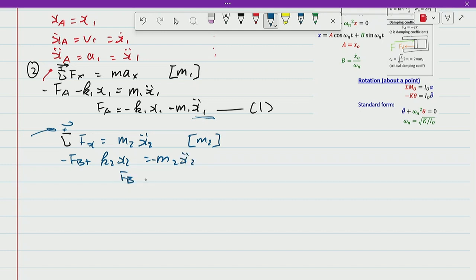That gives us FB is equal to K2x2 plus M2 x dot dot 2. Got equation 2. Even if you use left as positive, it will give you the same equation 2 in this case. But it shows you here that if you flip the sign, it's fine, as long as it's not the sign they're asking for.